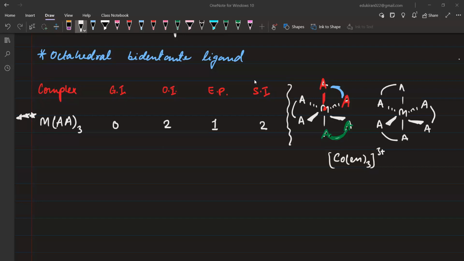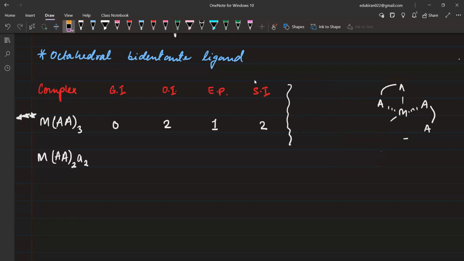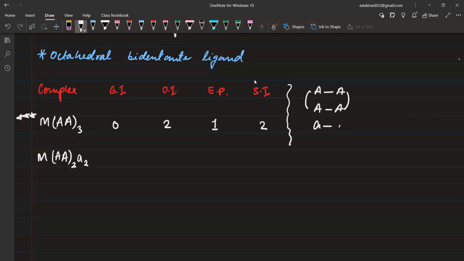Next is when you have a metal with AA2 and then a monodentate ligand A2. I am erasing this right now. Now look here. There can be only two cases here. You can place A opposite to A, and both of these are at 90 degrees, and then you can have small A opposite to small A. Correct, guys? Yes or no?